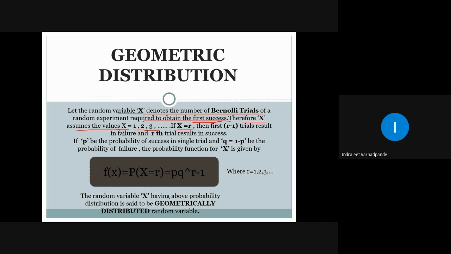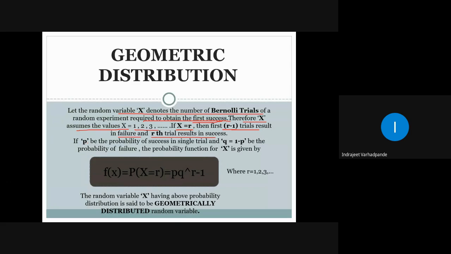So if x is equal to r, then the first r minus 1 trials result in failure and the rth trial results in success. The first success out of r trials is obtained at the rth trial, meaning first trial, second trial, third trial, up to the r minus 1th trial, the result is not as expected, it is a failure. And after the r minus 1th trial, when I have the rth trial, it results in success.